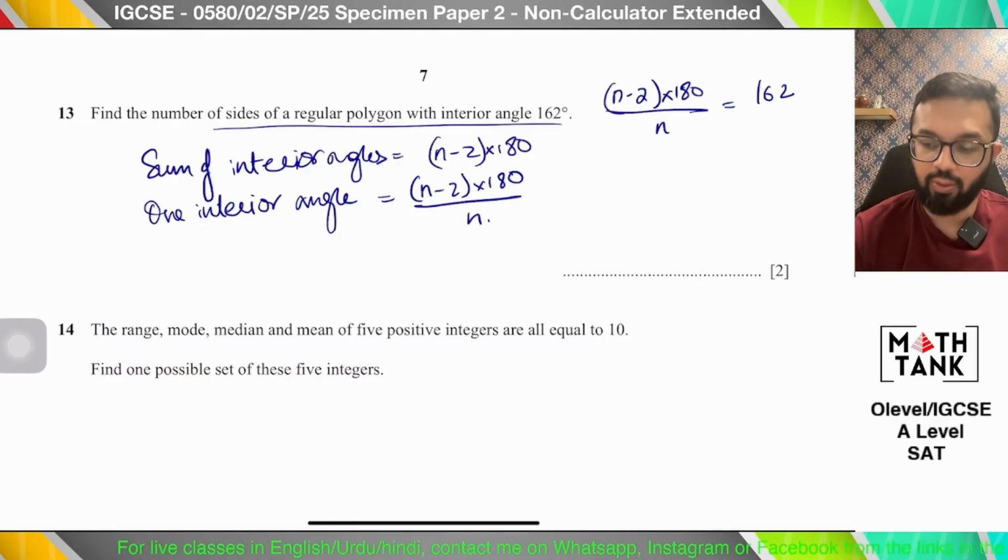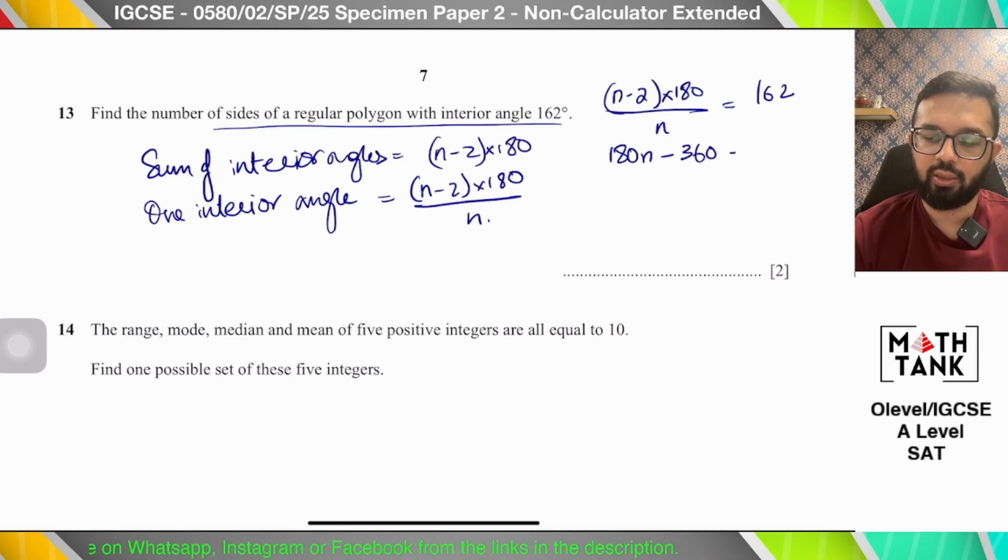Now, a bit of complicated algebra there. 180n minus 360 equals 162n. 18n equals 360, n equals 20.